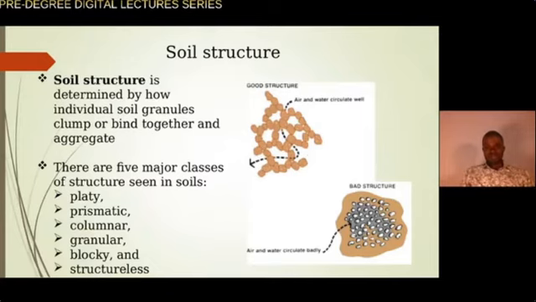Then we have soil structure. We say soil structure is determined by how individual soil granules clump or bind together to form aggregates. We have major classes of soil structure, or structural types: the platy structure, the prismatic structure, the columnar structure, the granular, the blocky, and the structureless.